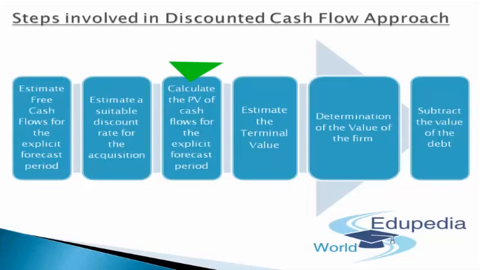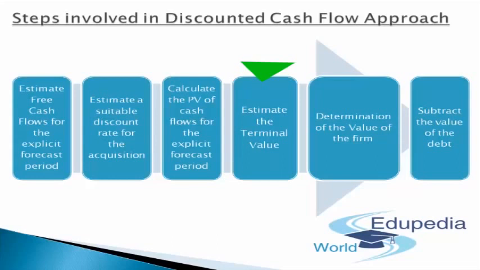Okay. Next comes the fourth phase, which is the estimation of the terminal value. Terminal value is basically the present value of the cash flows occurring after the forecasting period. That's the end value, the kind of value that you will be receiving at the end of the explicit forecasting period. So that's what this terminal value actually means.